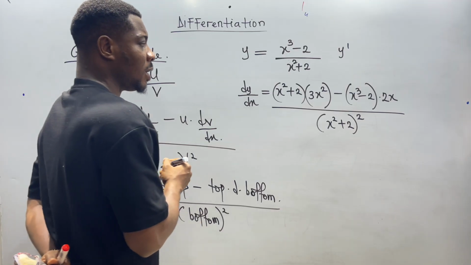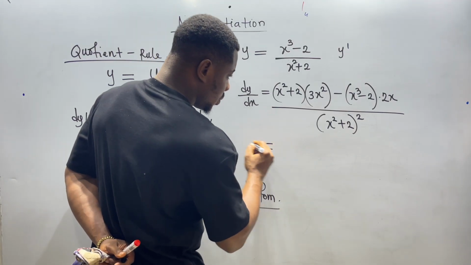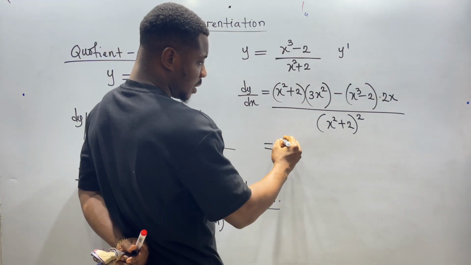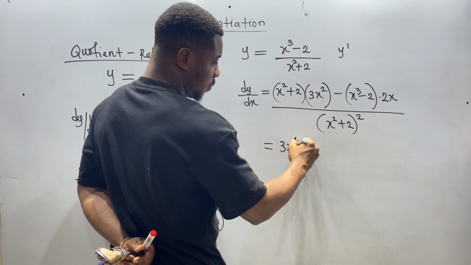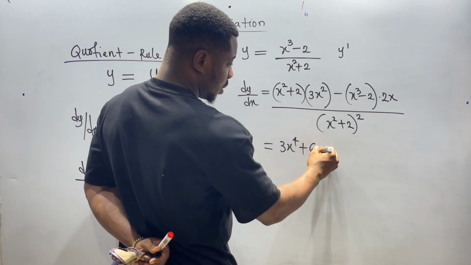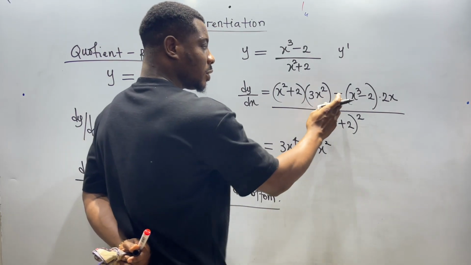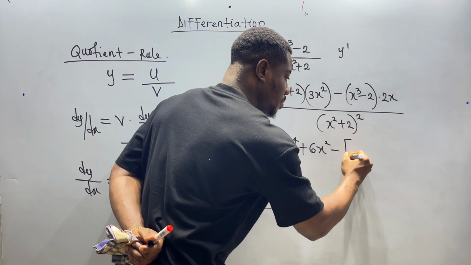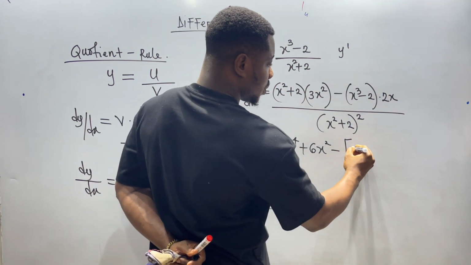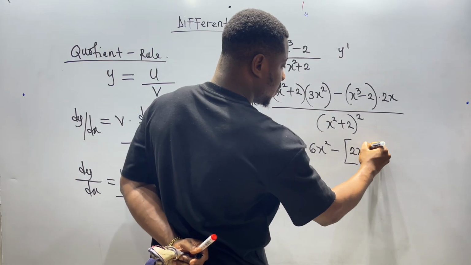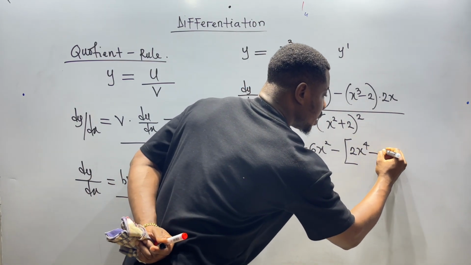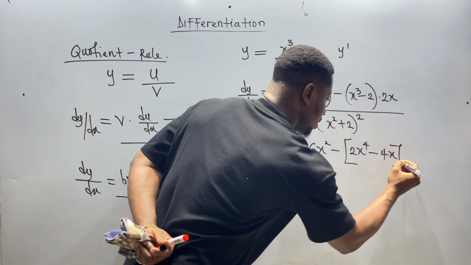Now, how do we simplify what we have here? Watch what we do here. Expand. You can expand. 3x squared times x squared gives us 3x to the power of 4. 3x squared times 2 gives us 6x squared. Now, because of this negative sign, you put the negative sign, put a big bracket, okay? 2x times x cubed gives us 2x to the power of 4, okay? 2x times 2 gives us negative 4x, okay?